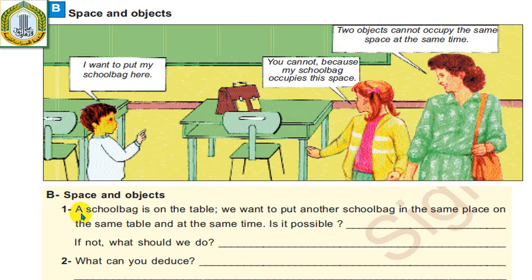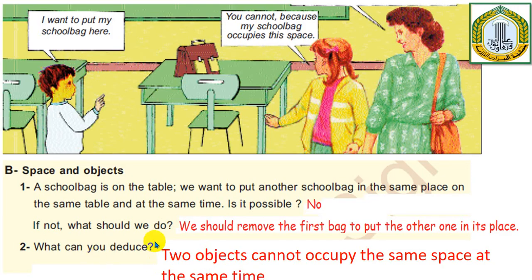Now they are asking us here that a school bag is on the table. We want to put another school bag in the same place on the same table and at the same time. Is it possible? Of course not. So what should we do? Very good. Let us observe the answers together. So we should remove the first bag to put the other one in its place. And what can we deduce here? Very good. That two objects cannot occupy the same space at the same time.